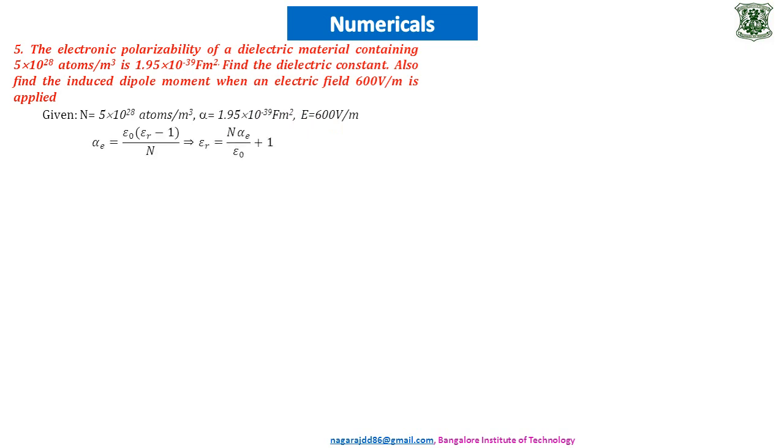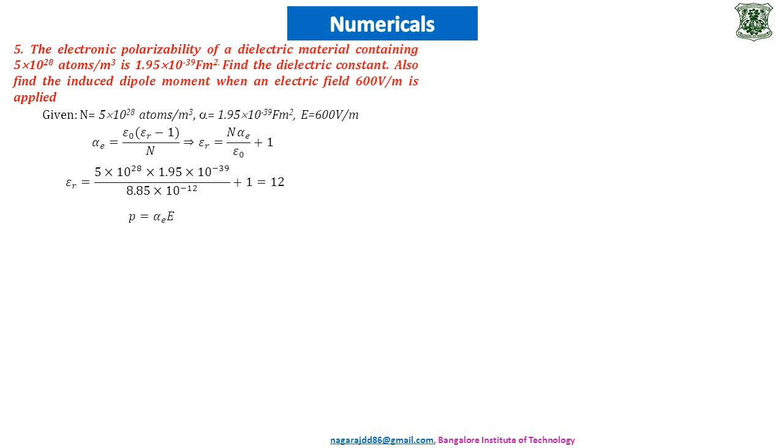This is our expression for alpha E, that is epsilon naught into epsilon r minus 1 divided by n. I want epsilon r, so do a small simplification and you get this equation, that is epsilon r equals n into alpha E divided by epsilon naught plus 1. So substitute for n, alpha E, epsilon naught and do simplification. You get epsilon r as 12, that is the dielectric constant.